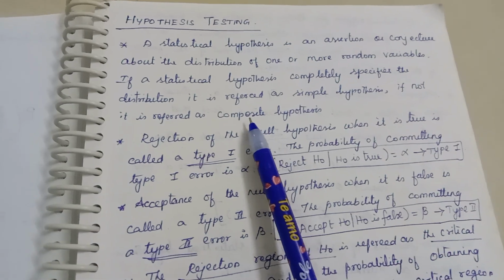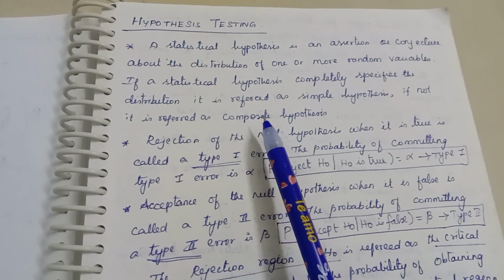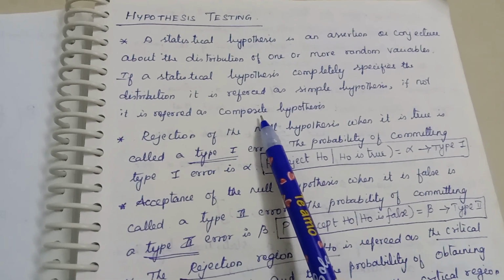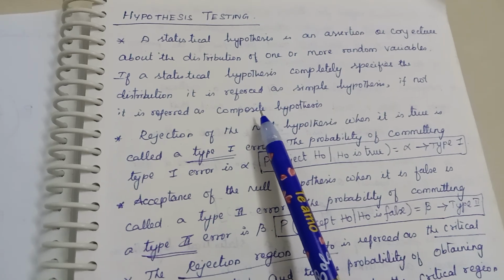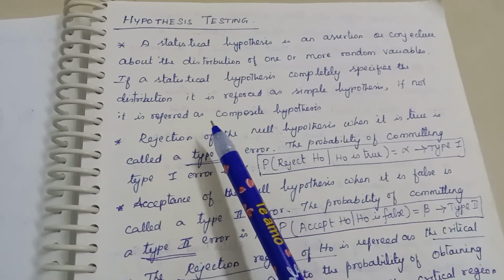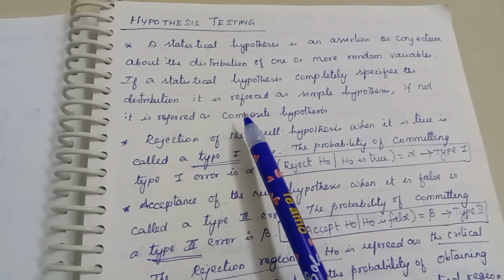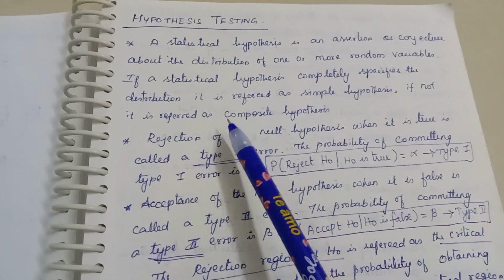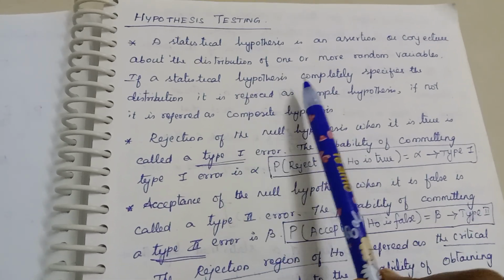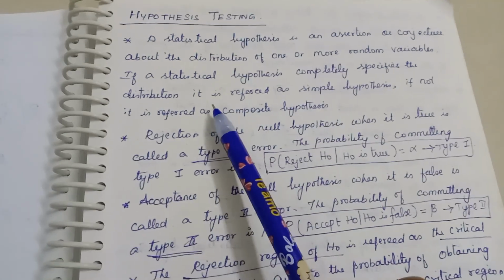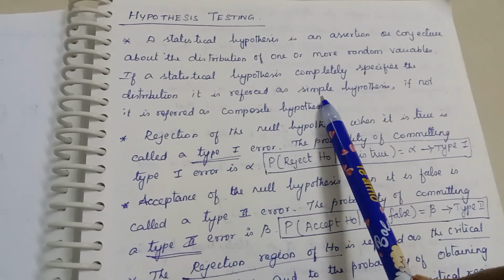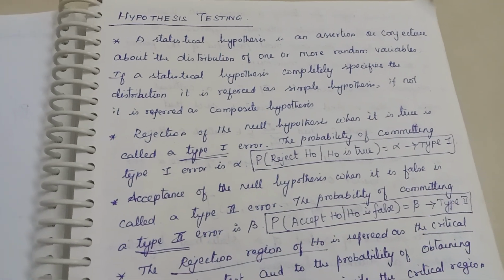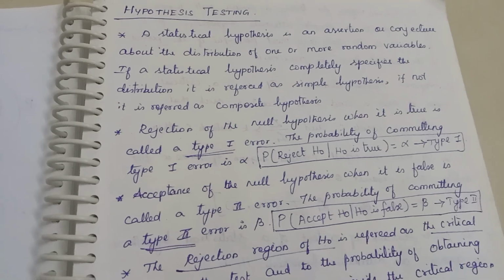Suppose we are dealing with a population and a sample, and we want to make a decision about an unknown parameter. Then we can make use of hypothesis testing. In that case, we make an assumption in the beginning, and that is called a hypothesis. If that assertion gives you the complete information, it is called a simple hypothesis. Otherwise it is called a composite hypothesis.